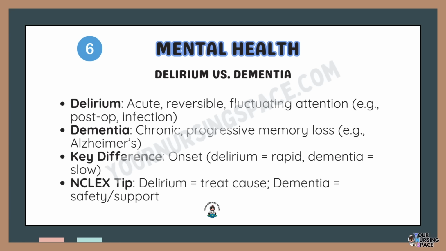Now let's tackle delirium versus dementia, because nailing the difference is pure NCLEX gold. Delirium's fast and fixable. Sudden confusion, bouncing attention, maybe from an infection or surgery. Dementia's slow and steady, like Alzheimer's, with memory fading over time. Onset's your giveaway. Delirium's a lightning strike, dementia's a creeping fog.